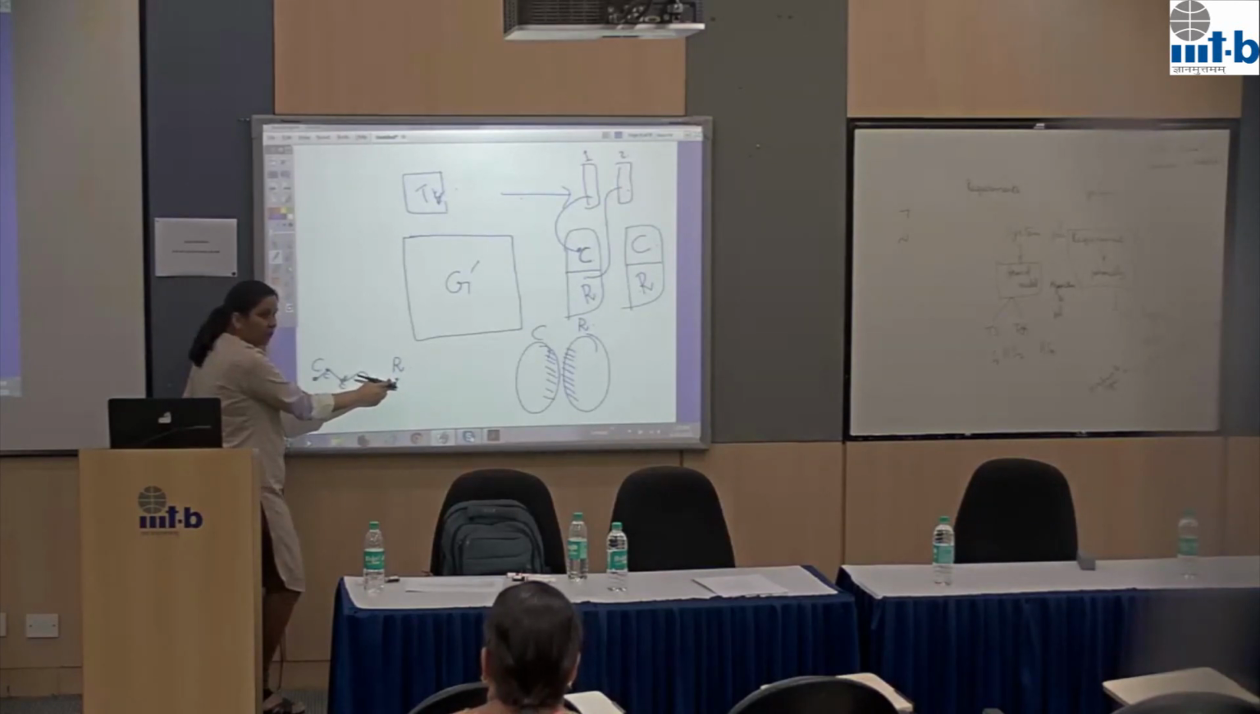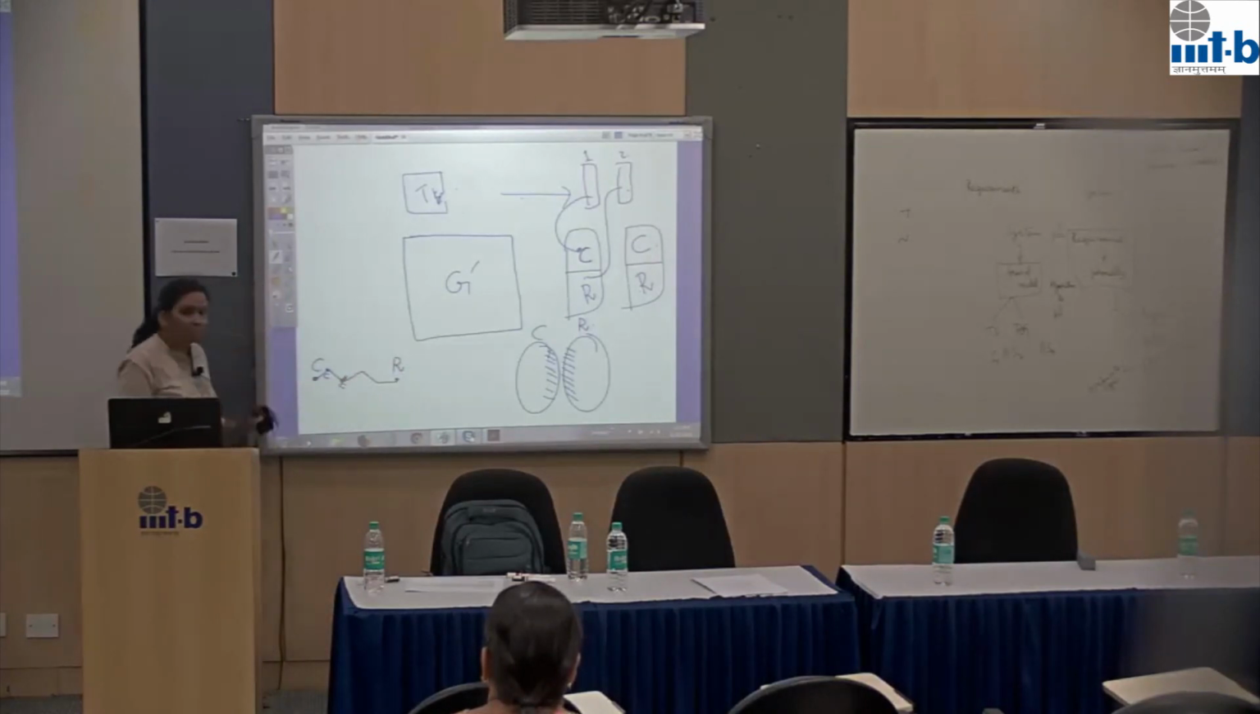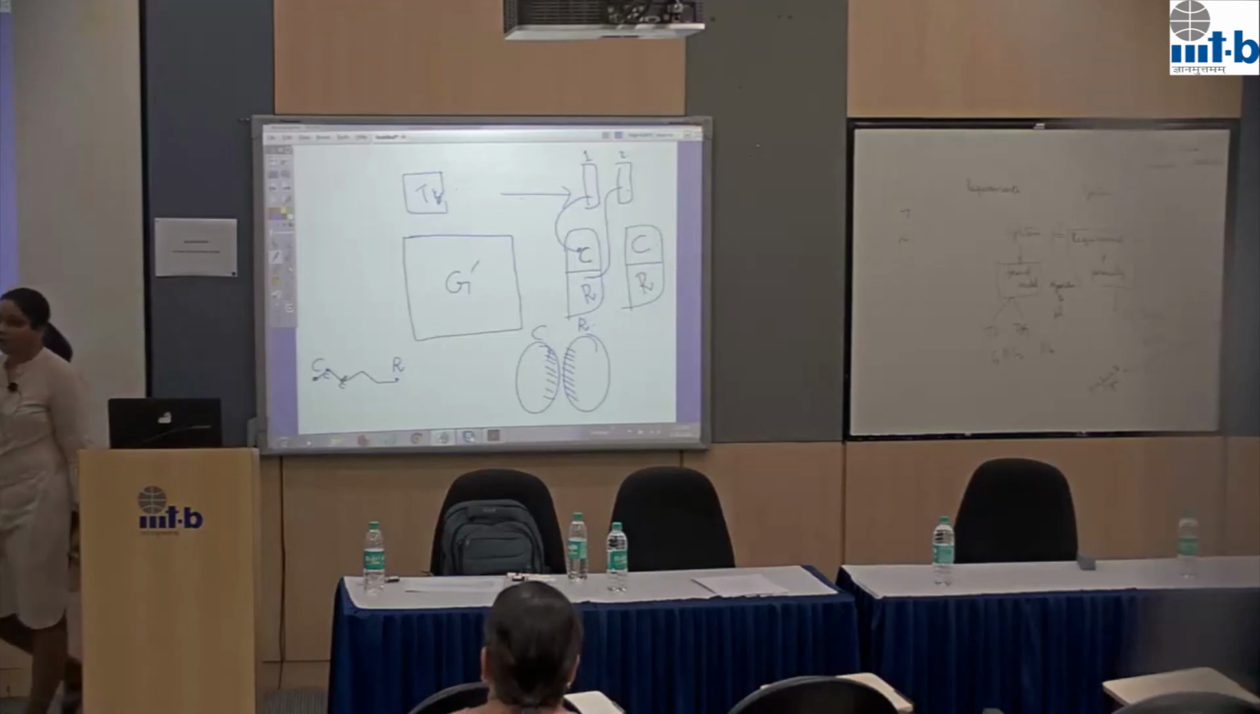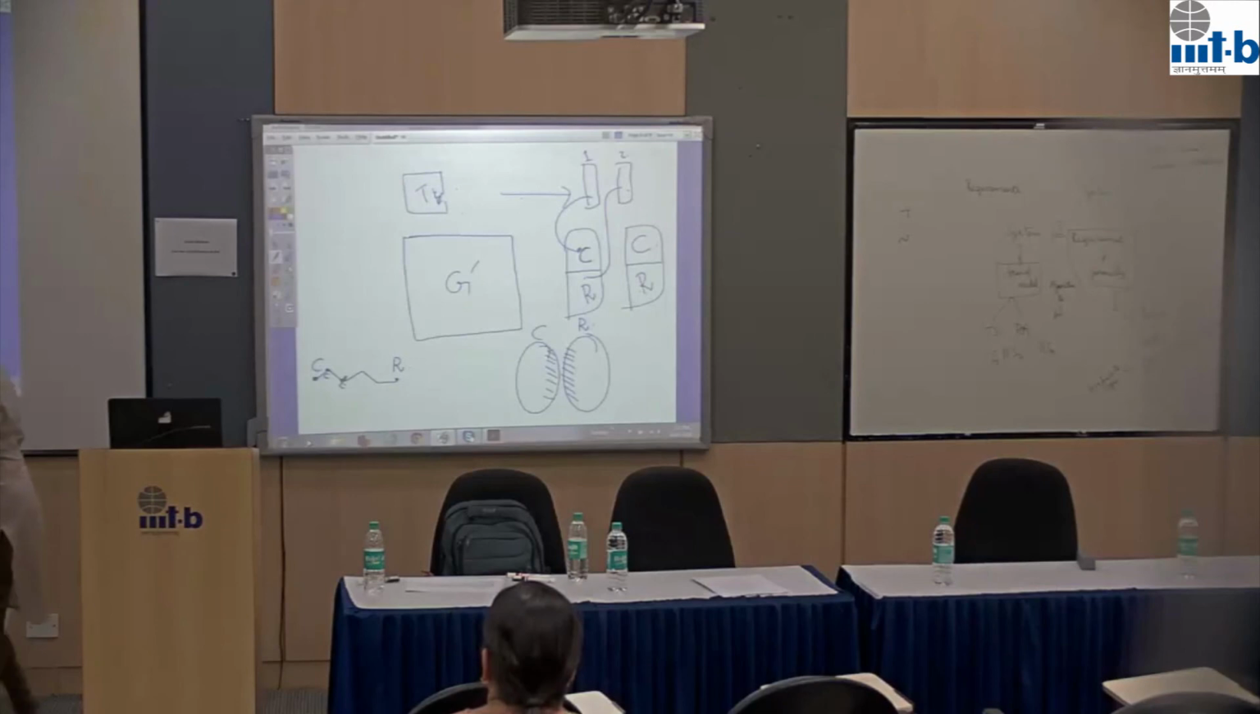It should also be a C vertex, but it's an R vertex. Contradiction, right? So what did we just prove? We should delete the vertices such that there is no path between a C vertex and an R vertex.